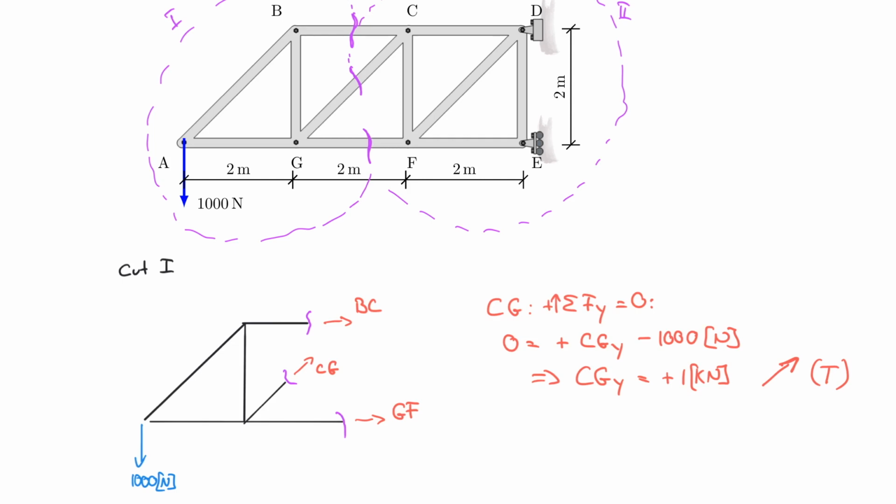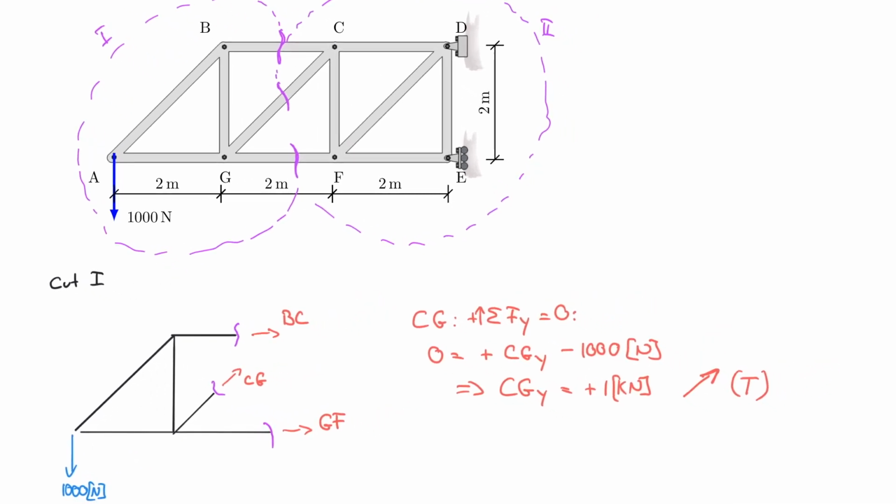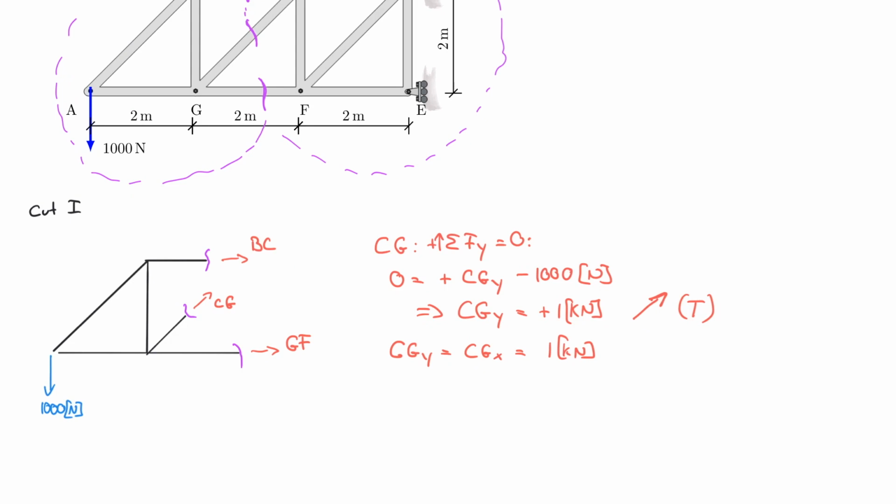convert from CGY to CG, and I have to do that using dimensions, but I guess we're lucky in this case because it seems to be a 45-degree triangle. So therefore CGY is equal to CGX is equal to 1 kilonewton, and the CG itself is equal to the square root of 2 times 1 kilonewton.